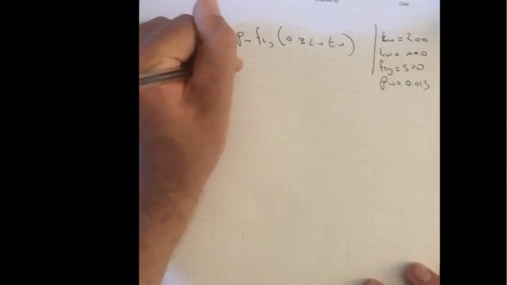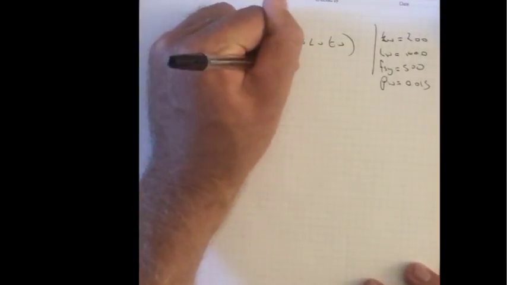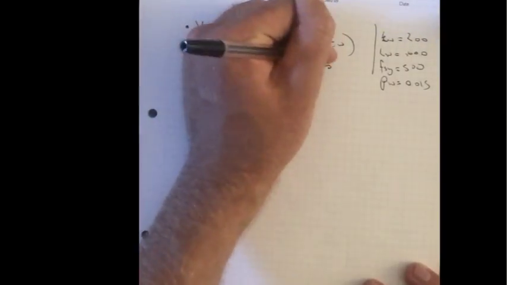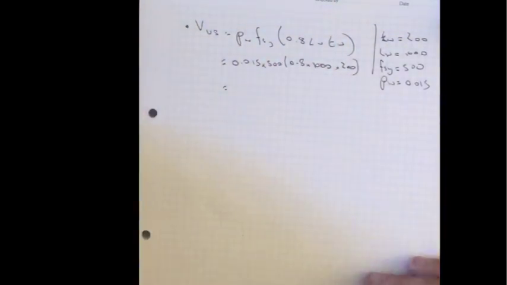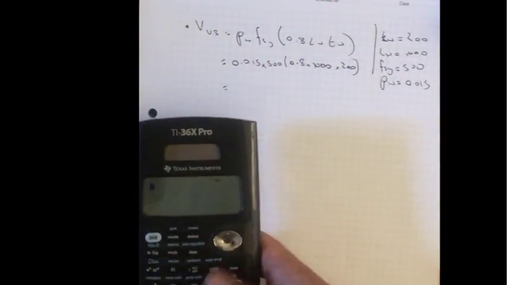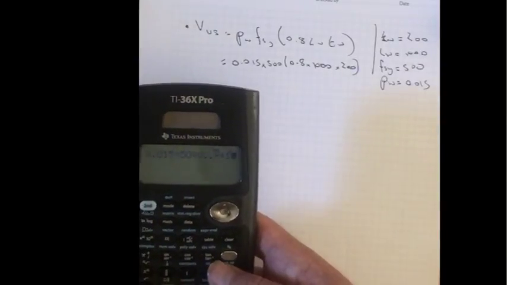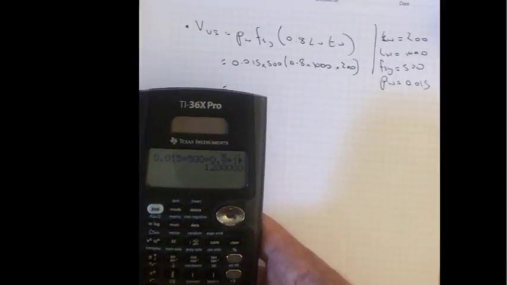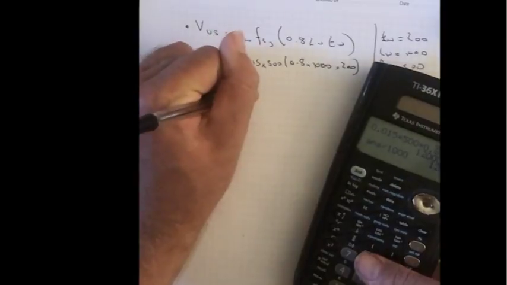So what we end up with is 0.015 times 500 times 0.8 times the length of the wall times the thickness of the wall. That is 0.015 times 500 times 0.8 times 1000, 200. And what we end up with is 1200 kilonewtons.